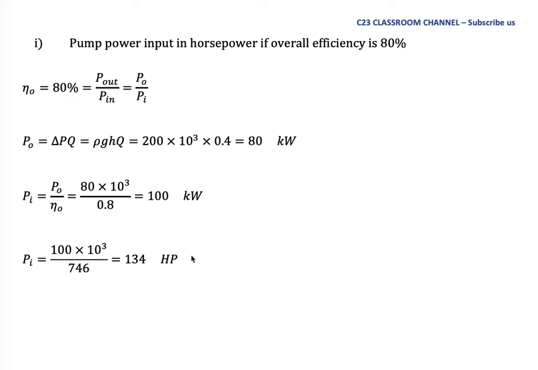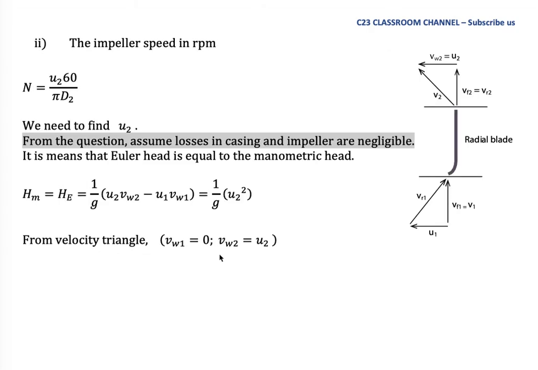Because sometimes in reality, the specification of a pump is written in horsepower. So the second question is to calculate the impeller speed in RPM. In the previous lesson, I already said that the only equation that has RPM is U equals pi dn over 60. So from that equation, we rearrange it and we have n equals U2 times 60 over pi d2.